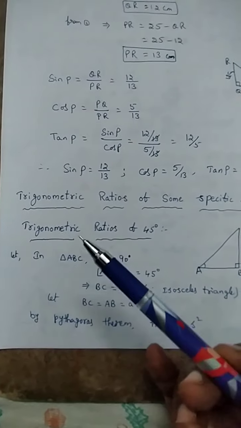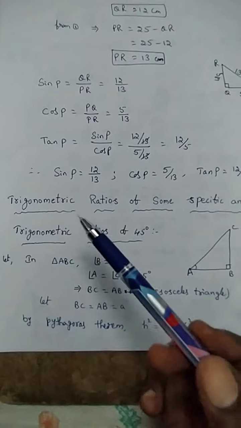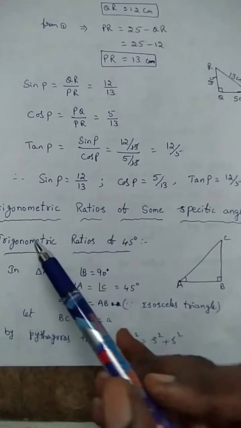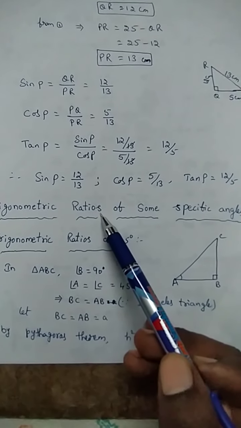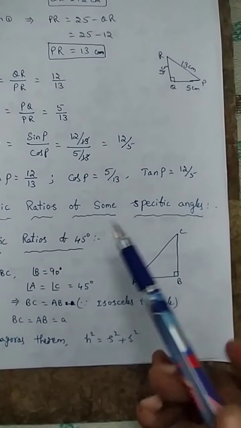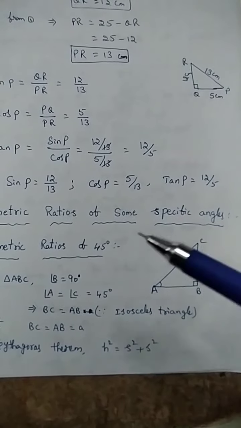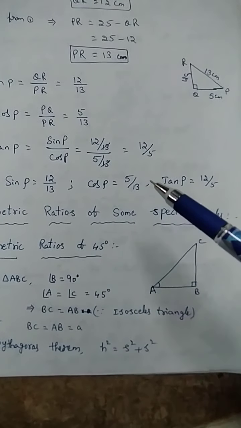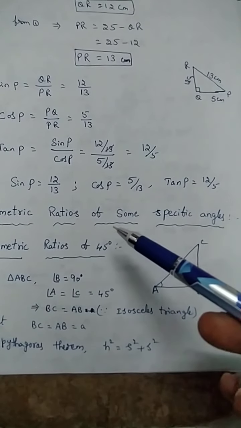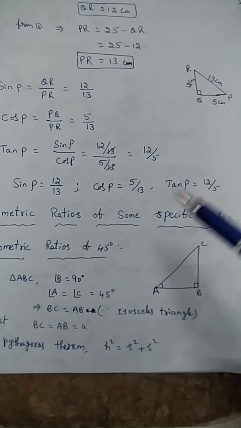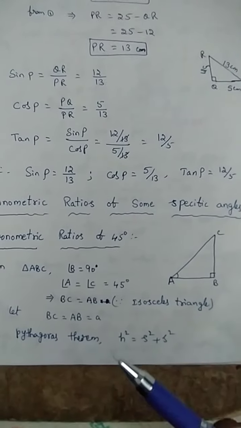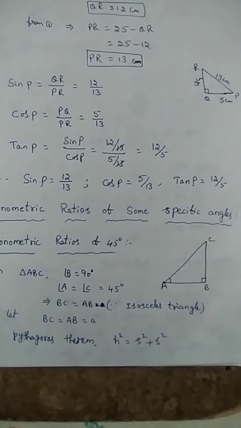Okay, students, good morning. The next topic is trigonometric ratios of some specific angles. You can find the values of trigonometric ratios for some specific angles only. For which angles can we find them? Already we know how to construct the 30 degrees angle, 45 degrees angle, 60 degrees angle and 90 degrees angle. So for those angles we can find the values of the trigonometric ratios, and of course for 0 degrees also.